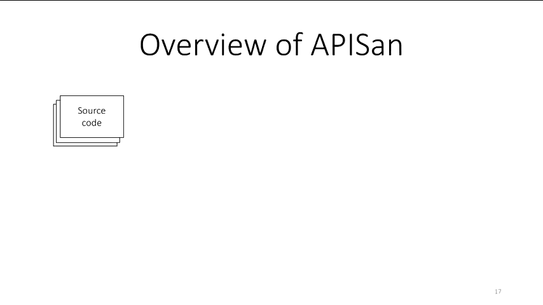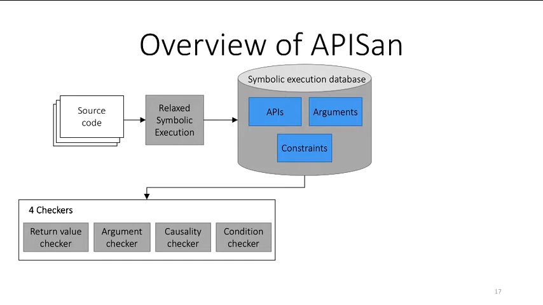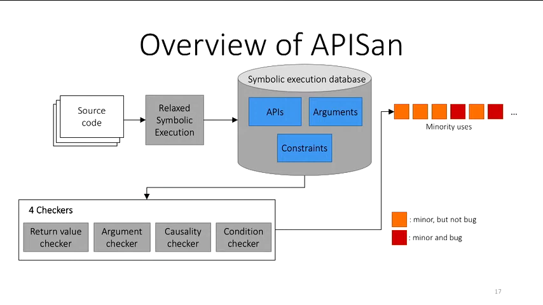Here is an overview of API Sanitizer. From source code, we run relaxed symbolic execution and generate the symbolic execution database. The symbolic execution database contains 3 items: API calls, arguments, and constraints. From this database, we run 4 checkers: return value checker, argument checker, causality checker, and condition checker. These checkers generate minority uses. Since a minority use is not always a bug, we rank them to mitigate false positives.